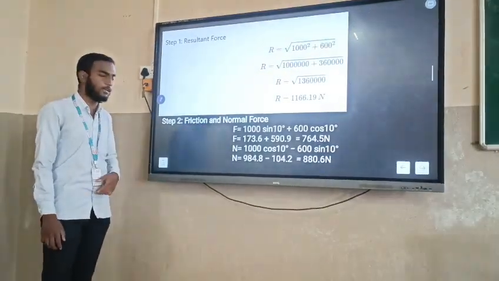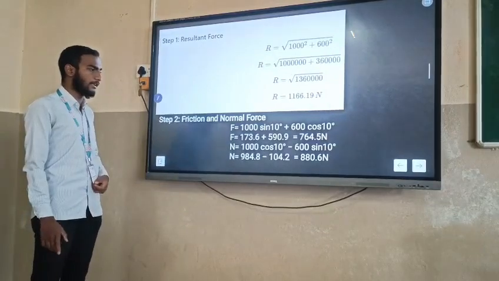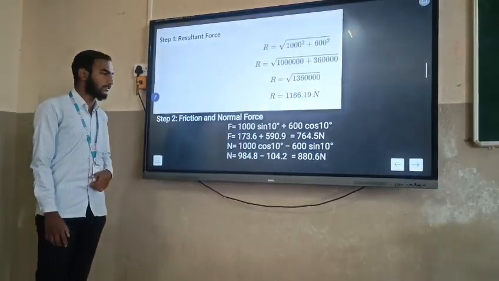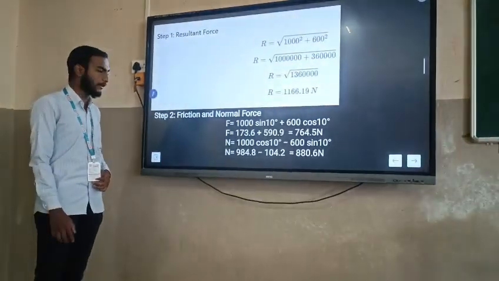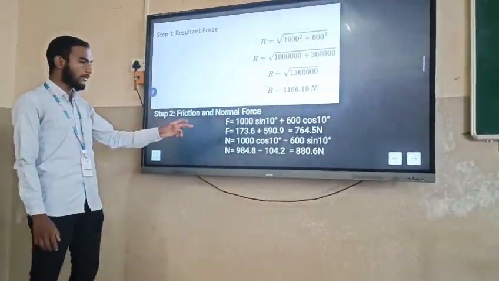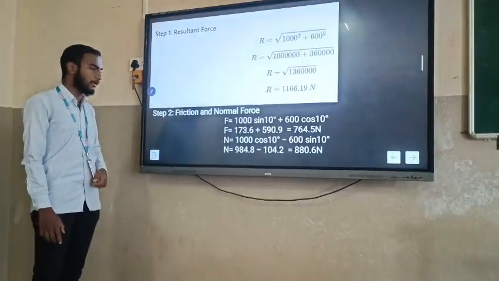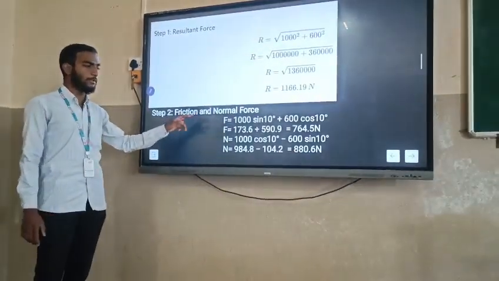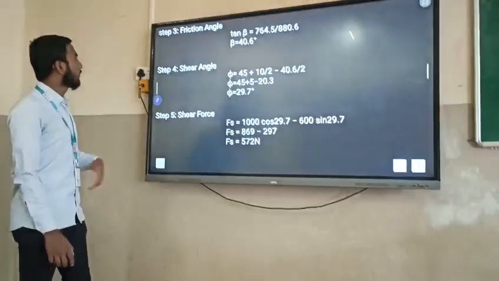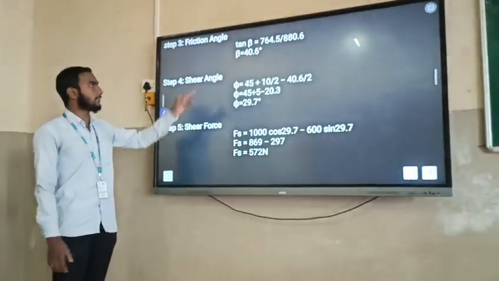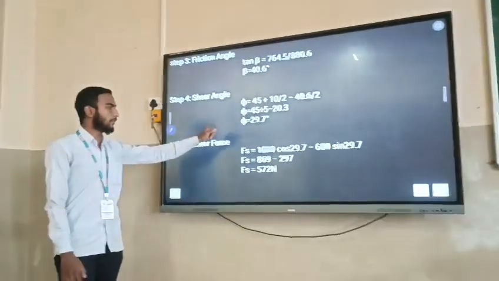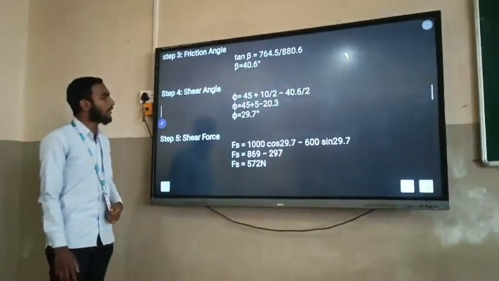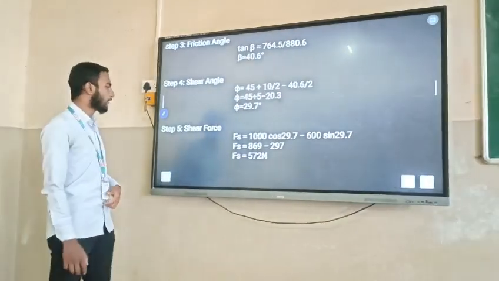Then we will calculate the frictional and normal force. First, the frictional force is calculated by the formula Fc sin alpha plus Ft cos alpha. The value of F will come to 674.5 Newton, and by the formula Fc cos alpha minus Ft sin alpha we calculate the normal force. The value will be 880 Newton. Next is the friction angle, tan beta. So beta will become 14.6 degrees, and by the Merchant shear equation, phi will become 29.7 degrees.